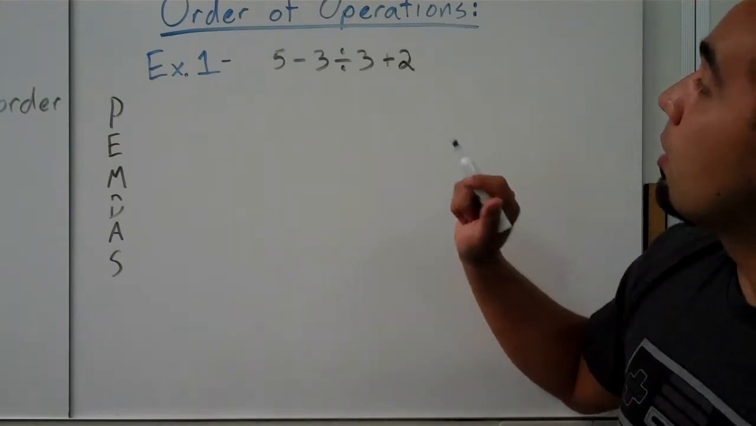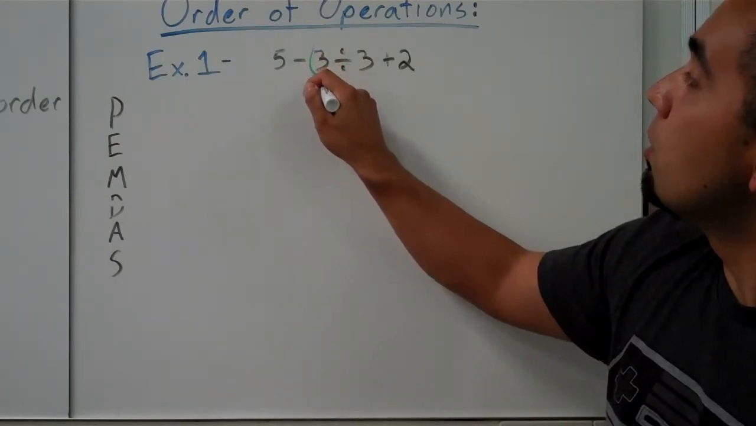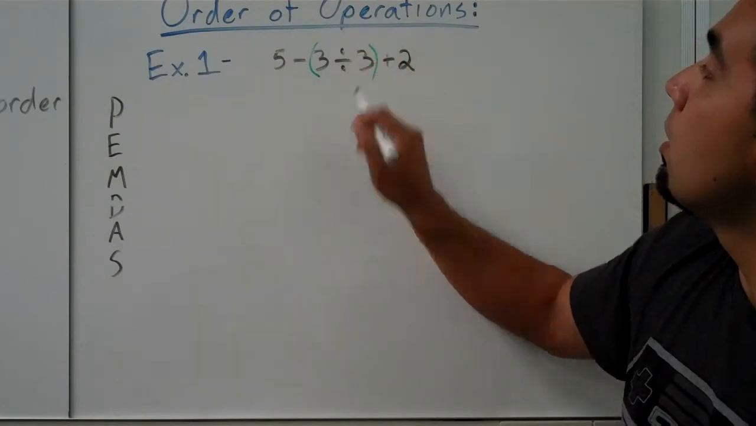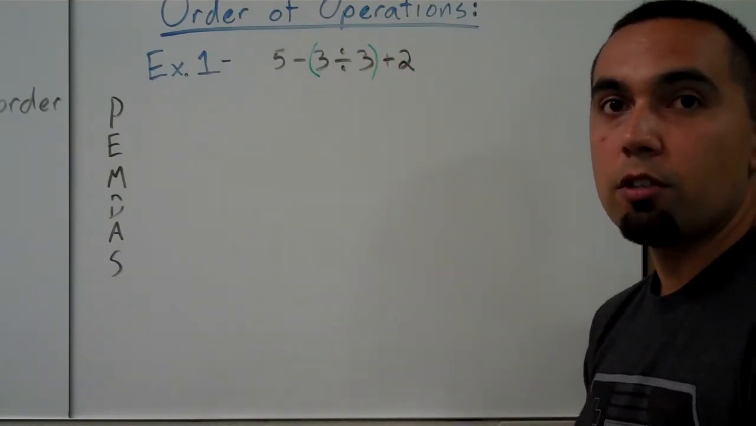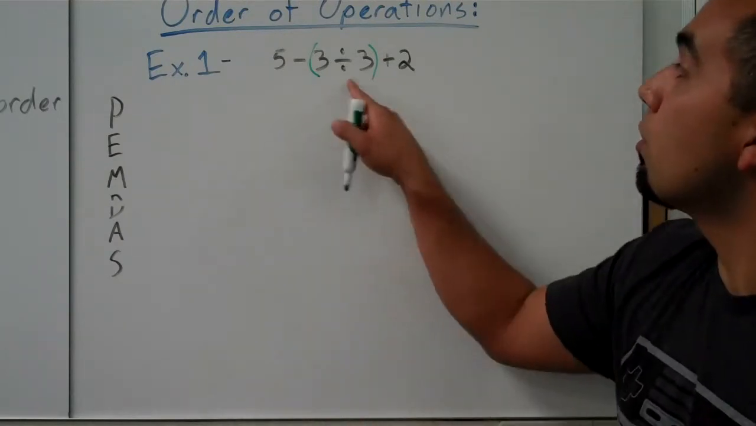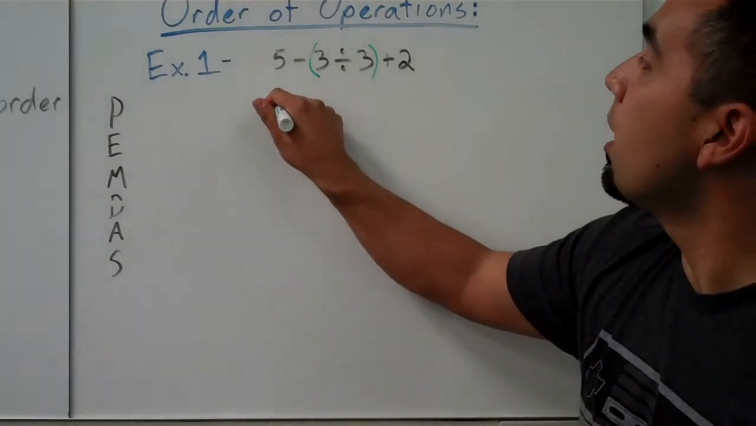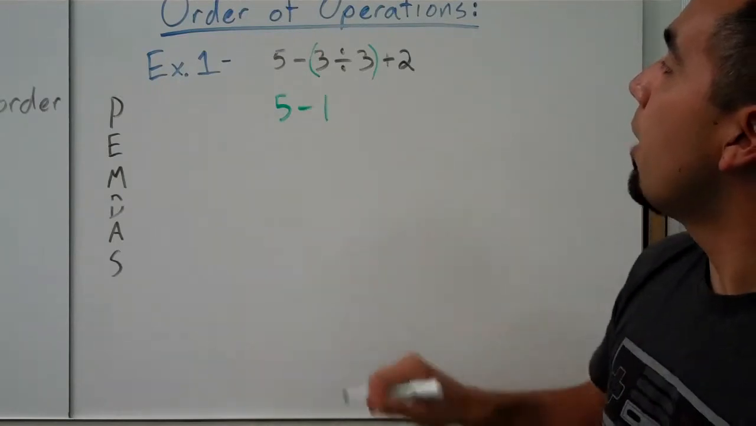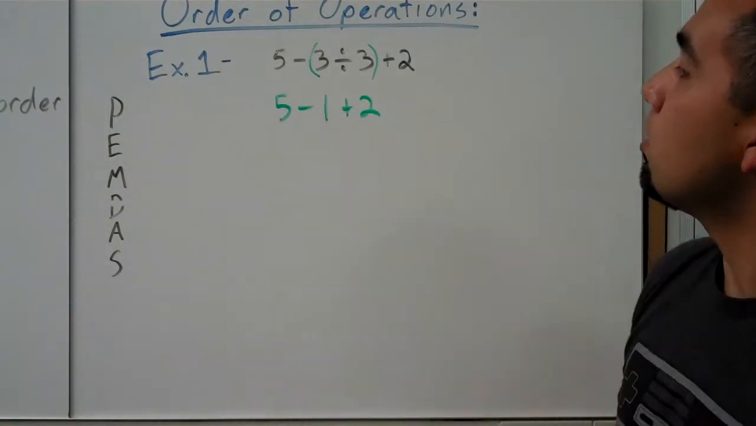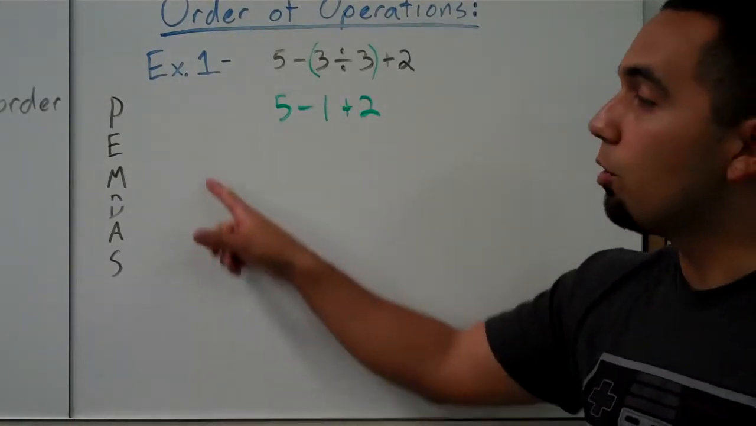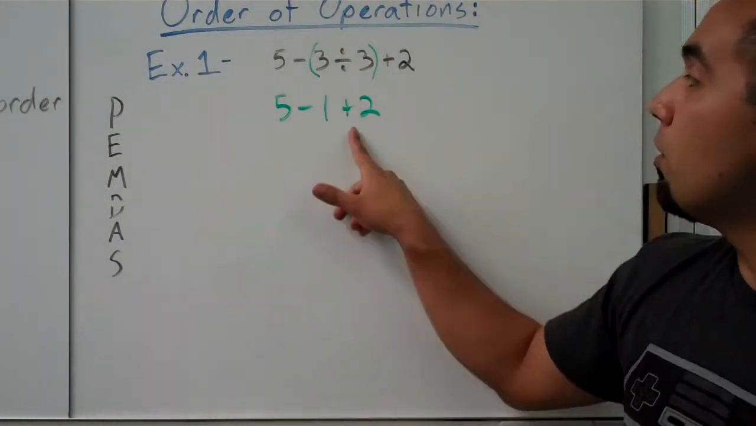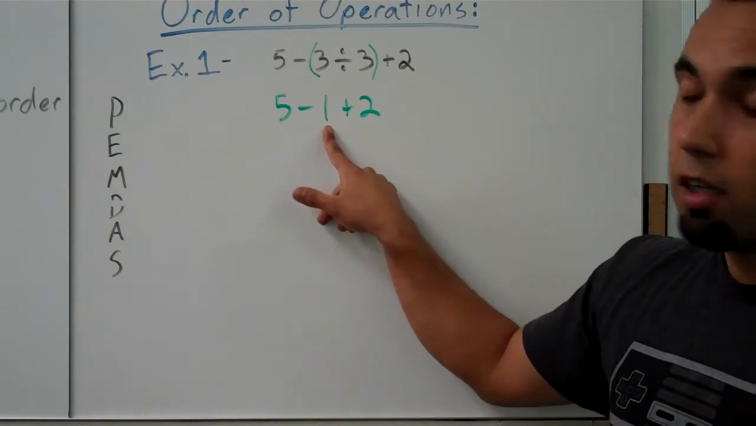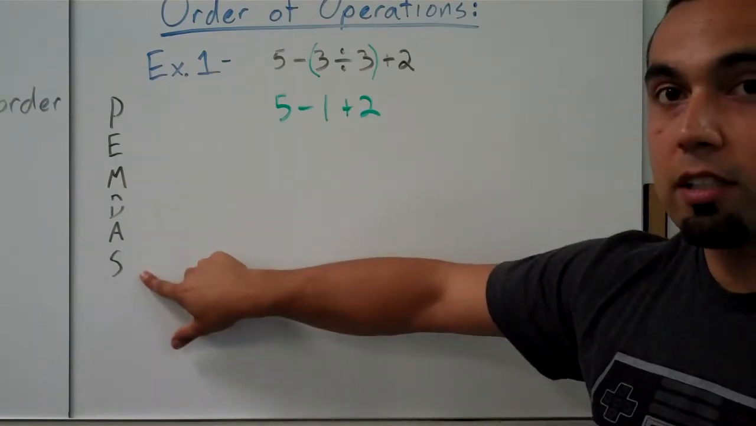So what I want to do is I'm going to look at this and mentally put those inside brackets because I want to do those first. Okay, so 3 divided by 3. Well, then that means I have 5 minus 1 plus 2. Okay, and if I look at the order of operations, after I do my division, I should be doing addition. So a lot of you are going to probably want to do this next. But actually, addition and subtraction happen at the same time.